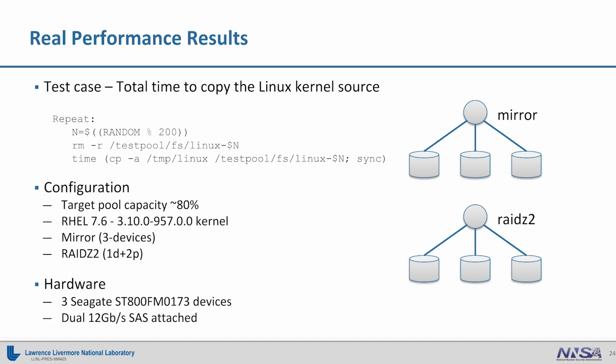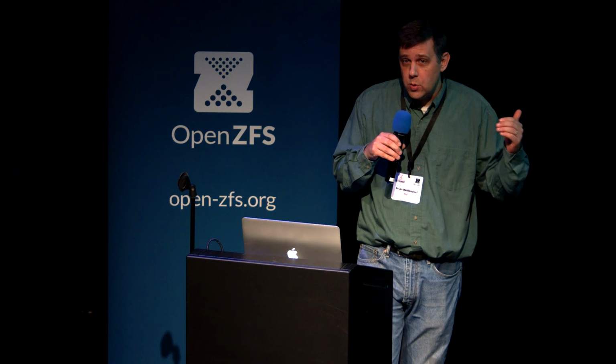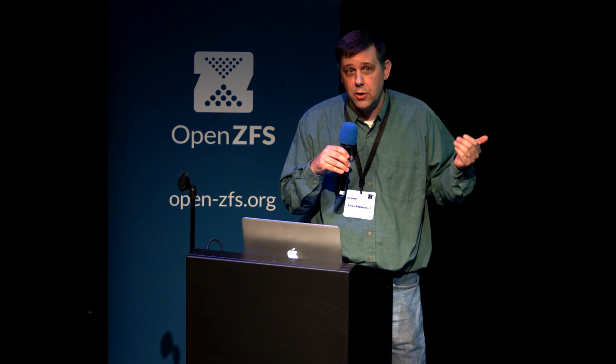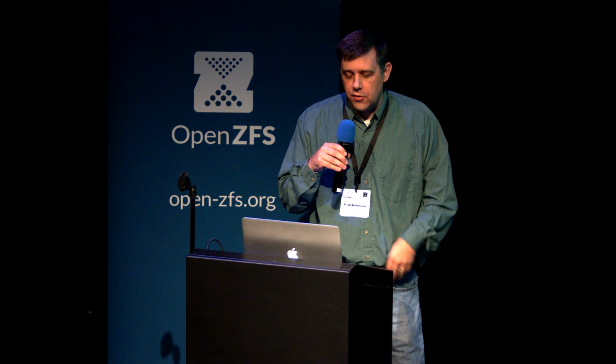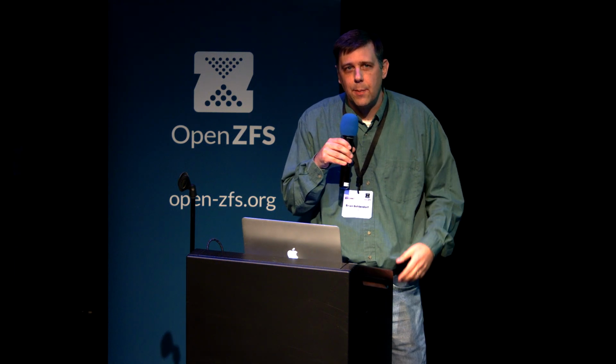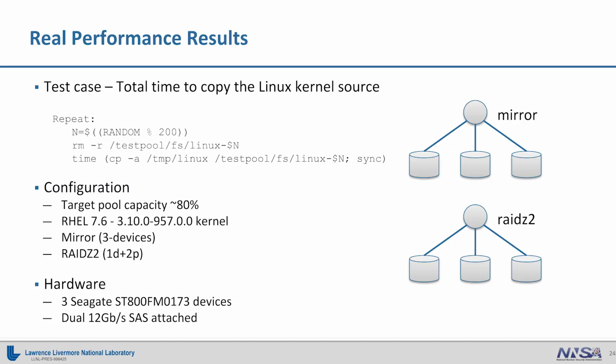So the test case here is basically make 200 copies of the Linux kernel and then repeat this process, right? Pick one of those copies to remove, and then time how long it takes to make a new copy in the place of that previous copy. So temp Linux here is just a RAM disk. So basically we're copying from a RAM disk into ZFS, timing how long it takes. The pool here also starts empty, so this rm might actually do nothing until we make our 200 copies. And 200 was picked just because for my particular pool that got me to 80% capacity. So details here: the hardware config, mirroring and RAID Z2 was tested.